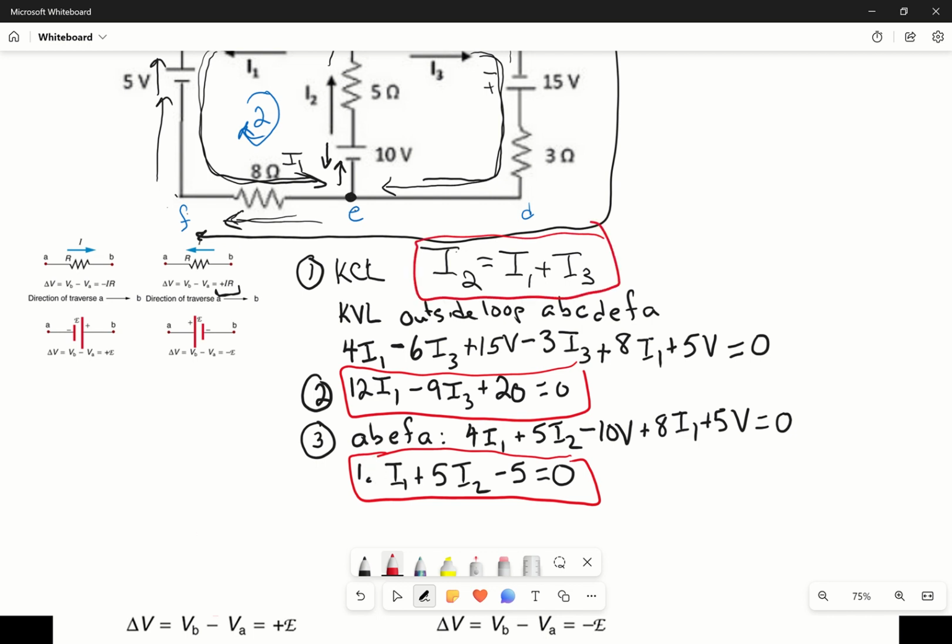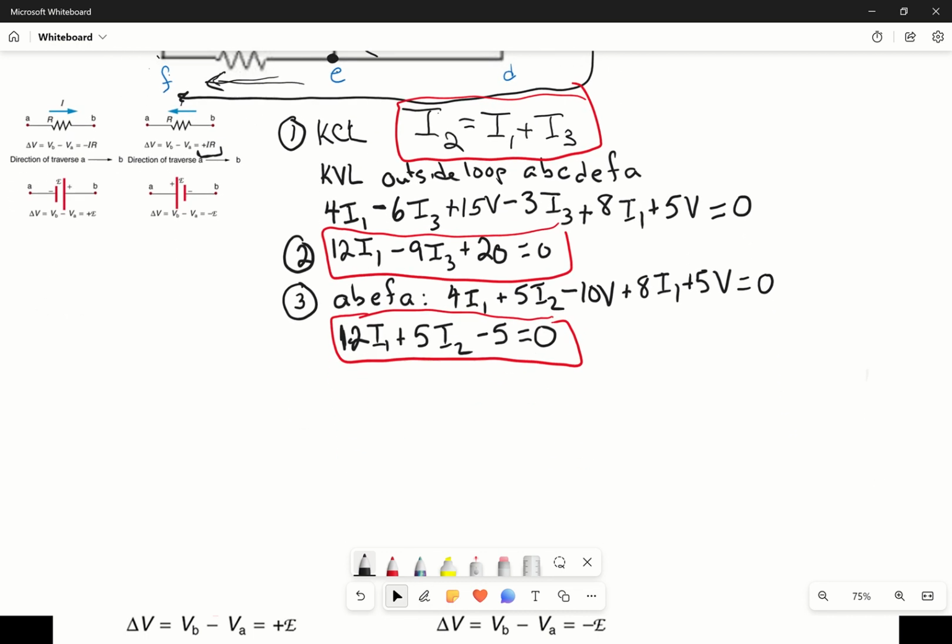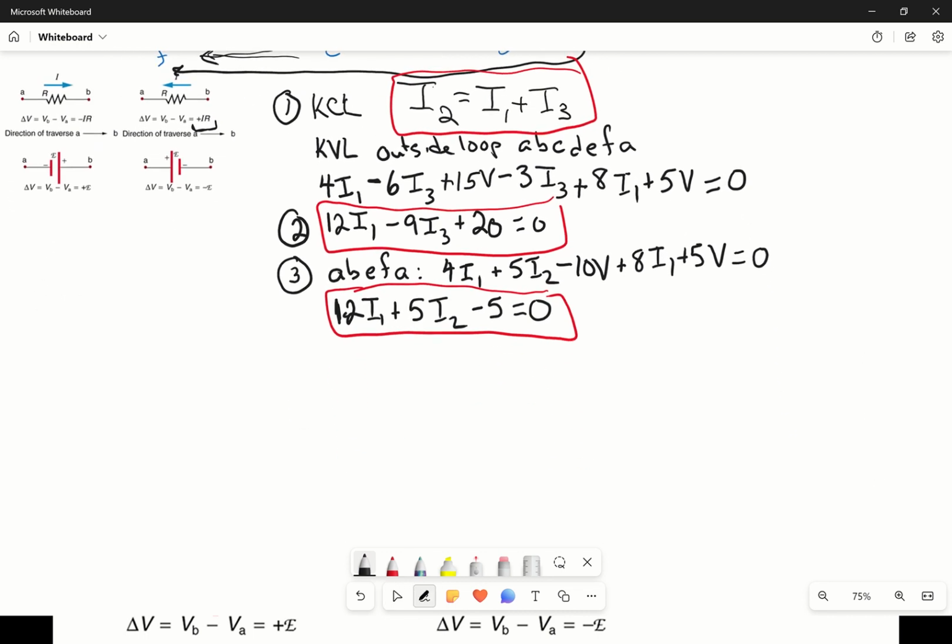If you've taken linear algebra, then the easiest way to solve it is using linear algebra using Cramer's rule, but let me do it for you just using algebra. All right, so the first thing we have to do is we need to get rid of one of the currents. So what I'm going to do is take my equation that tells me I2 is equal to I1 plus I3. I'm going to plug it in to equation 3 for I2.